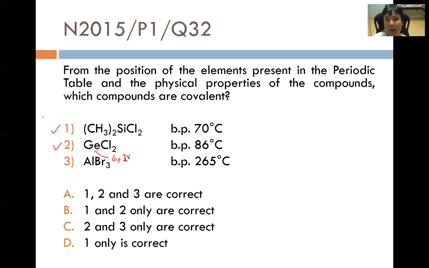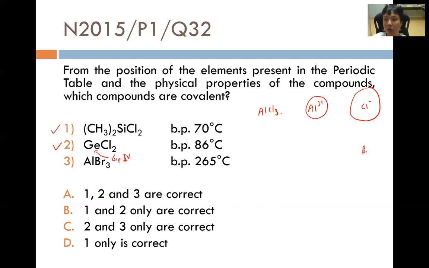For option 3, AlBr3 is between a metal and a non-metal, and bonding between metal and non-metal is in general ionic. However, we have discussed that AlCl3 is a covalent compound because the Al3+ has a very high charge density, and it polarizes the electron cloud of the Cl- to such a large extent that the AlCl3 goes back to being a covalent compound.